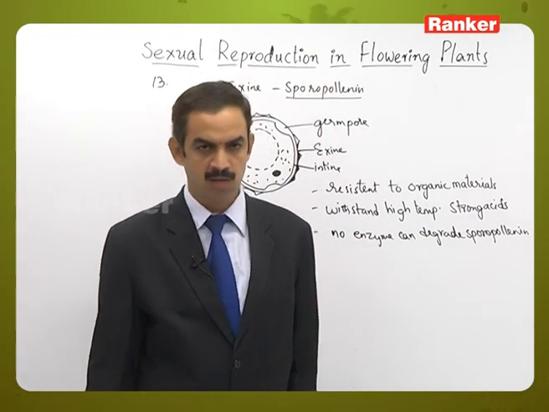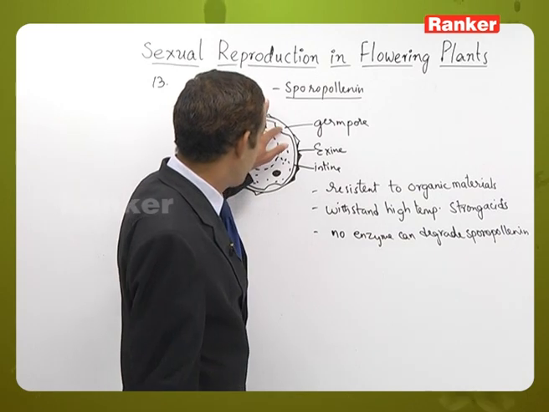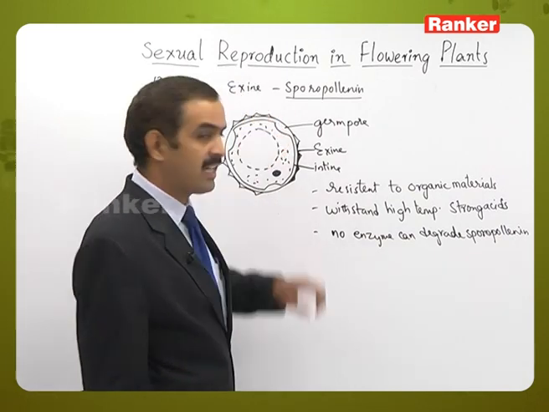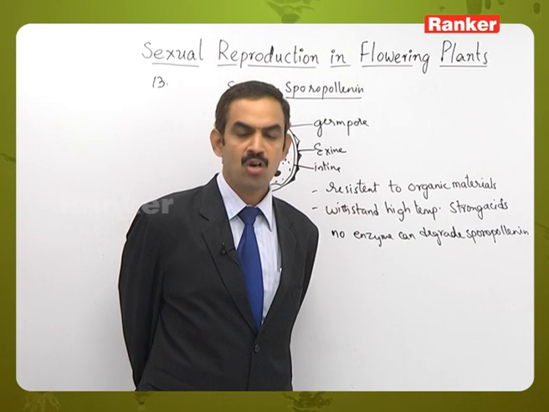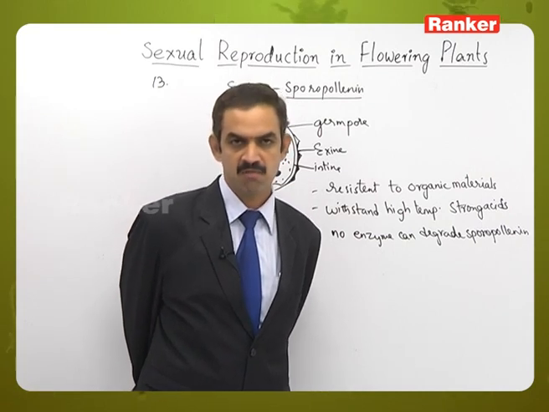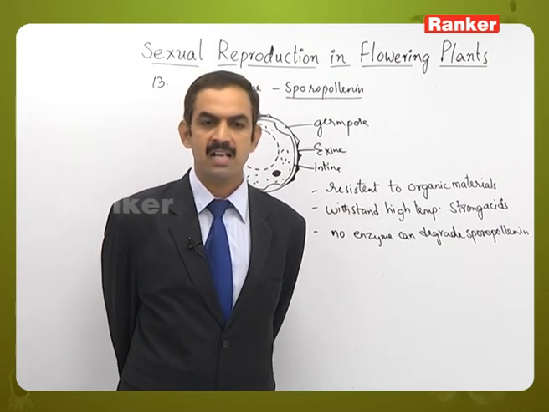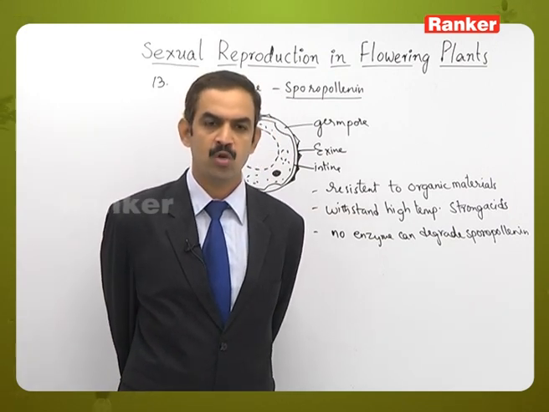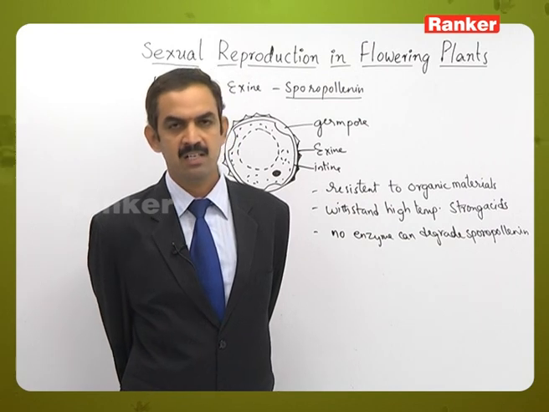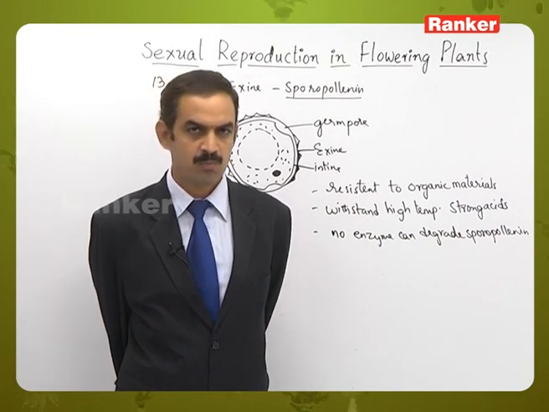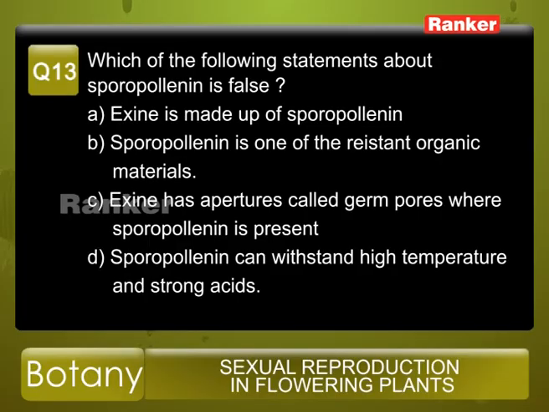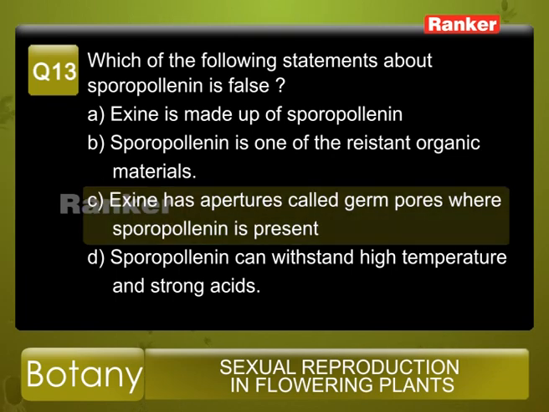So these are the special features acquired by the pollen grain due to the presence of sporopollenin in the exine wall. And the germ pore is the only region where the exine wall is not present, or less deposition is present. So from the given options, the false statement is that exine has apertures called germ pores where sporopollenin is present, but actually the germ pore is the region where sporopollenin is absent. So option C is the correct answer.